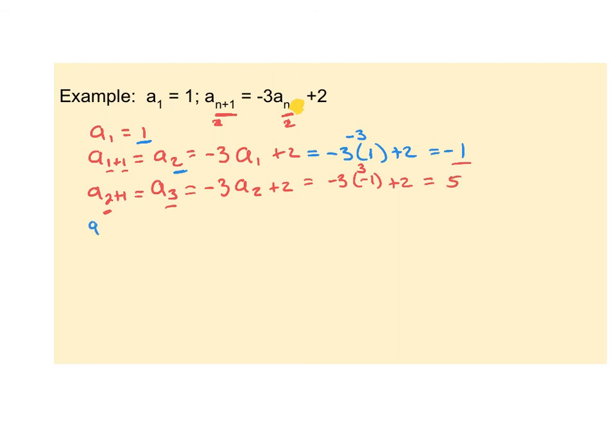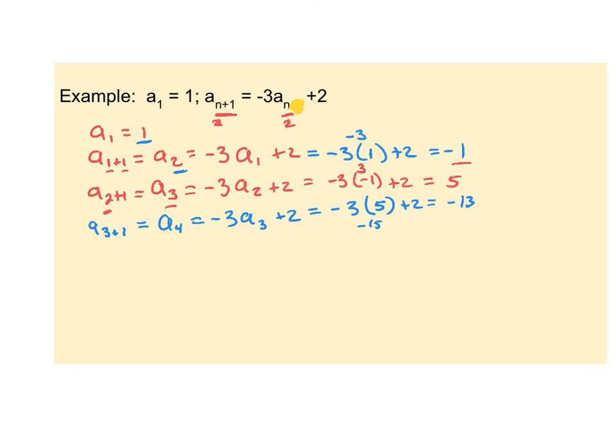So again, I'm going to do a sub 3 plus 1, which will give me my fourth term. So that'll be negative 3 times a sub 3 plus 2. So again, I'm going to take negative 3 times my previous term, which is 5, plus 2. Well, negative 3 times 5 is negative 15, plus 2 is negative 13. So that will be my fourth term.